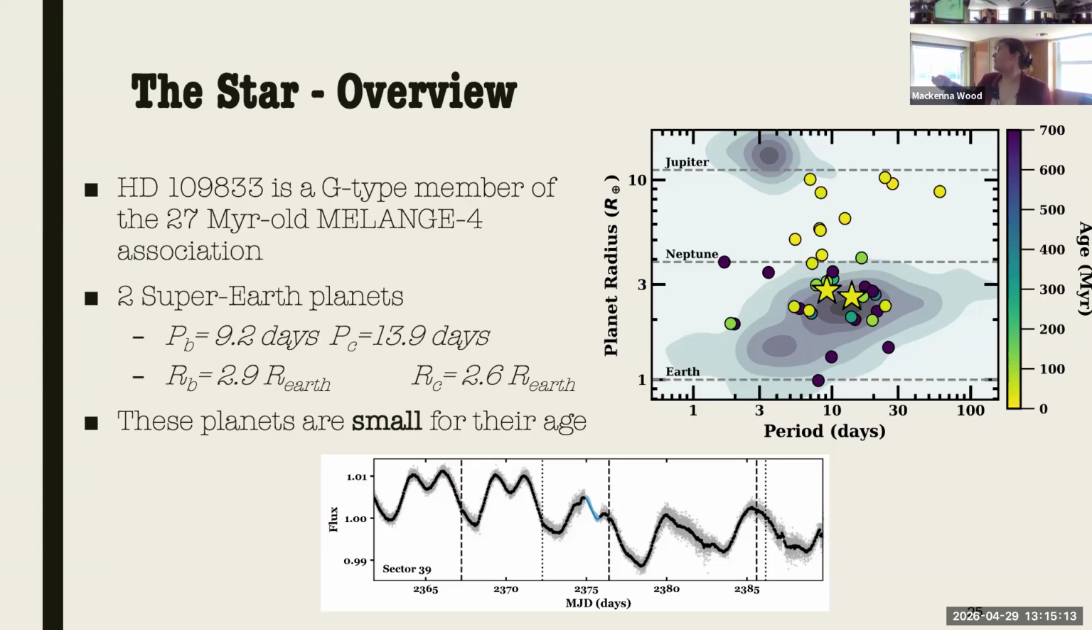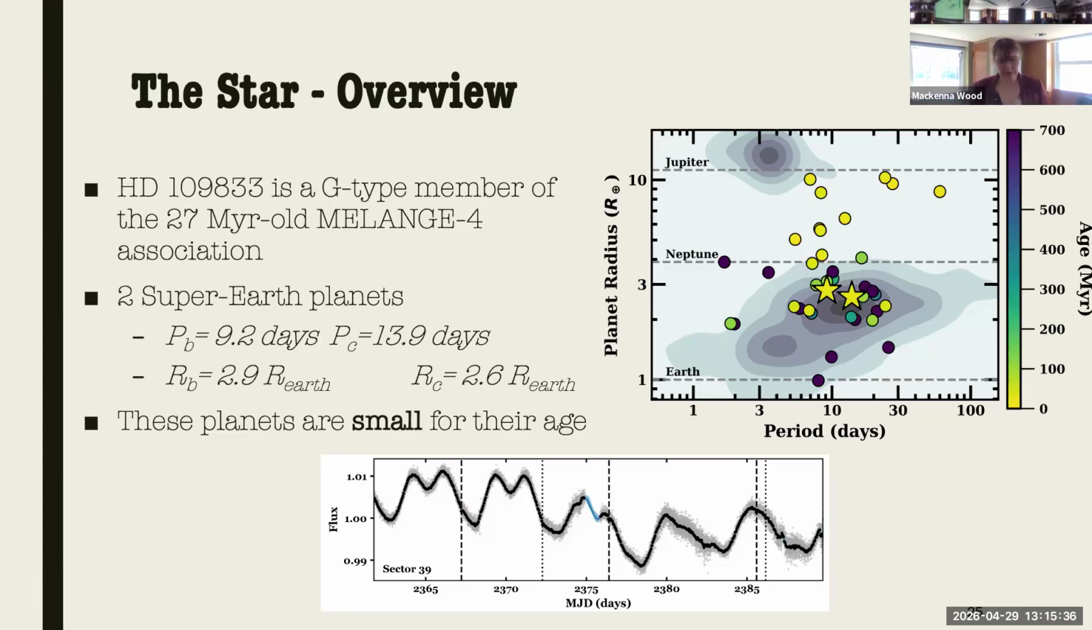And when we find very young planets, things that are less than about 100 million years old, they are usually up here in this gap. But these 2 planets that are only 27 million years old are way down here. They are much smaller than anything else their size. And so the question is, why are these planets so small for their age?